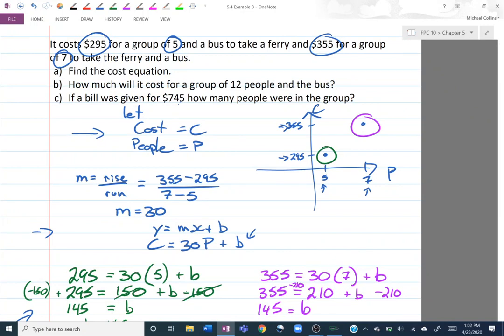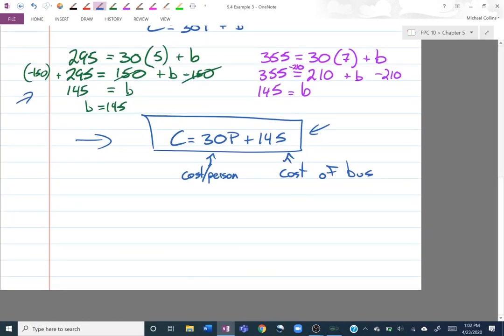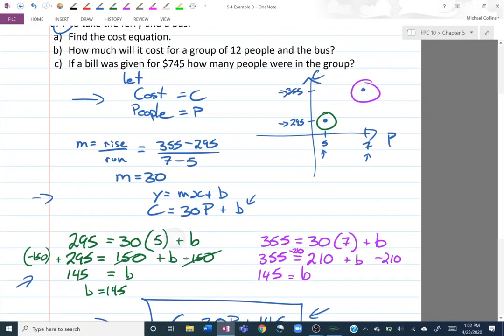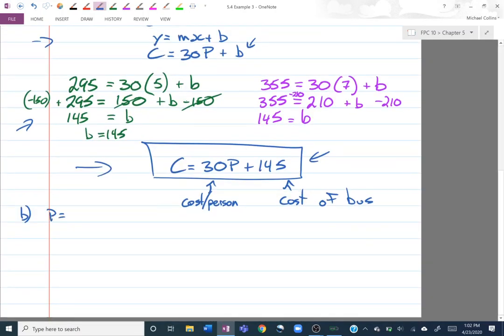Let's look at b. How much will it cost for 12 people and the bus? So for b, I'm running out of space a little bit here. I might have to do b and c side by side. b gives us, sorry, I gotta scroll back up, 12 people. So p is equal to 12 and it asks about the cost. So I can go ahead and substitute those into the equation. I'm starting to write small just so we fit. C is equal to 30 times 12 plus 145. This is one of those really nice ones where all I get to do is plug it into the calculator. C is equal to $505. Love it when life is that simple.